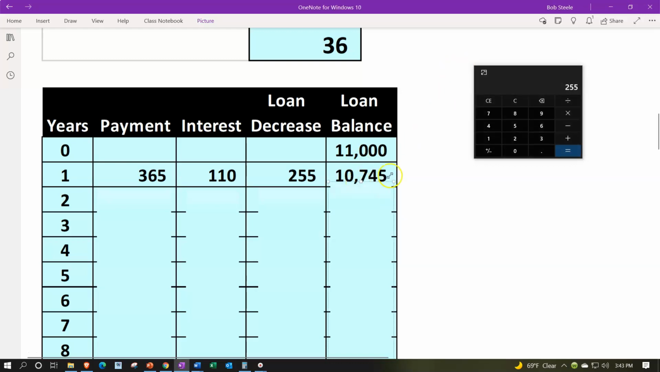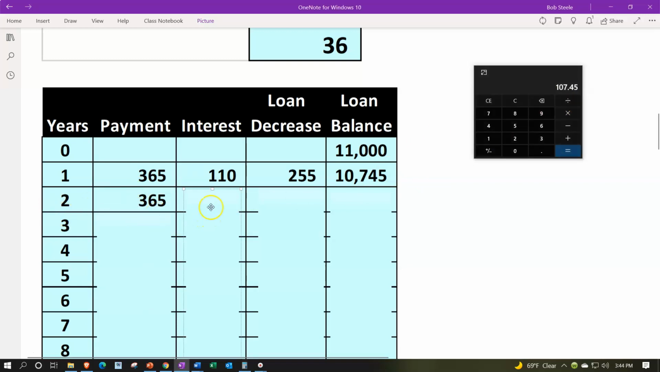Then our loan balance is going to be the 11,000 minus the 225. That's going to give us our 10,775. Let me do that one more time. We got the 11,000 minus the 255. That's going to give us the 10,745. We could do that again. We can take that 10,745 times the 0.12, and that would be for a year. Divide that by 12. That would be our interest.